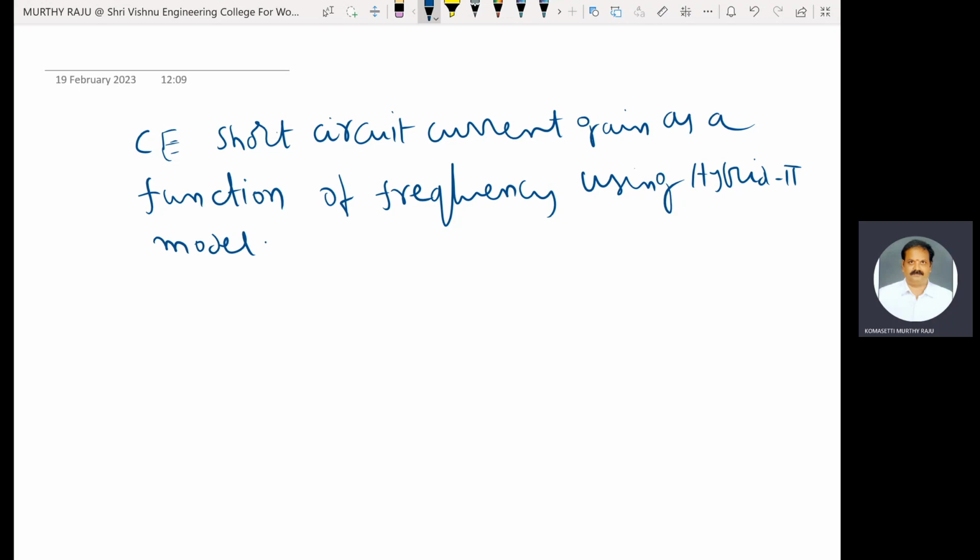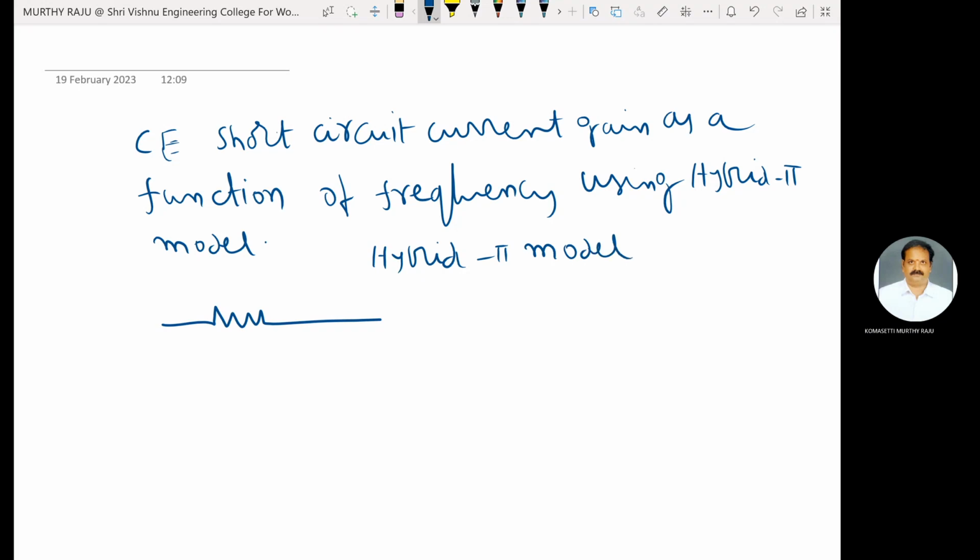First of all, draw the hybrid pi model circuit with some load resistance RL, and then short the output terminal. That means RL is equal to zero. That is called short circuit. The hybrid pi model is used to analyze the performance of the CE amplifier at high frequencies.